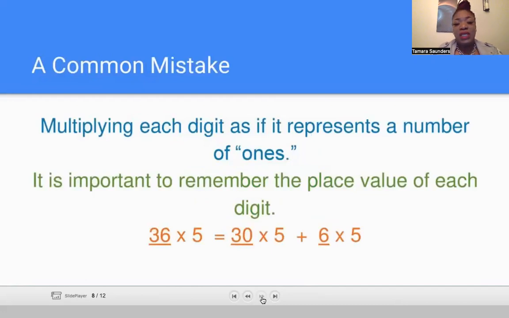So this is a common mistake that we make: multiplying each digit as if it represents a number of ones. It is important to remember the place value of each digit. So 36 times 5, in essence, what we're doing is 30 times 5 and 6 times 5, and then we're bringing the product of those two separate parts together.